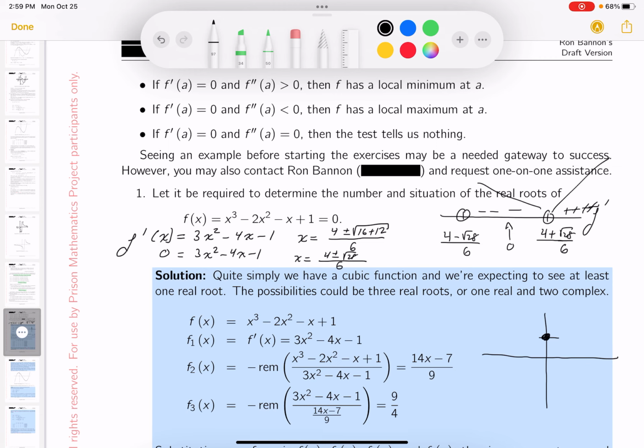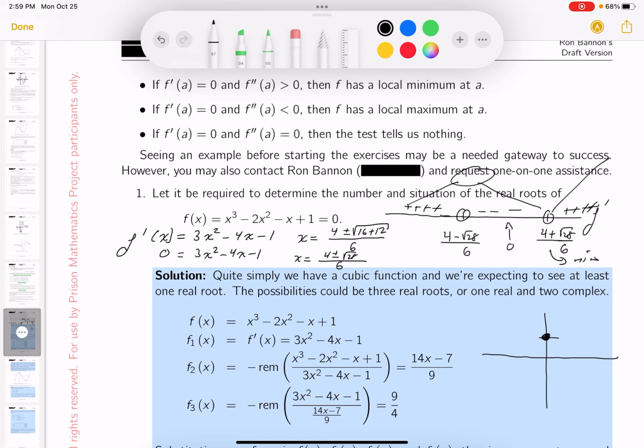So I know a minimum occurs here. This is where a minimum occurs, min. All right, a minimum occurs over there. And let's do it to the left of 4 minus root 28 over 6. I'll say minus 10. You plugged it in. It's still positive. So this is where you're plugging it into the derivative. So now I know I got a maximum.